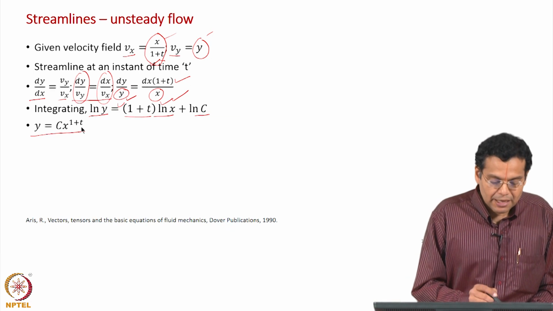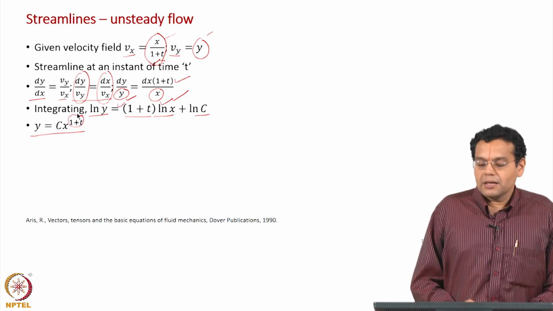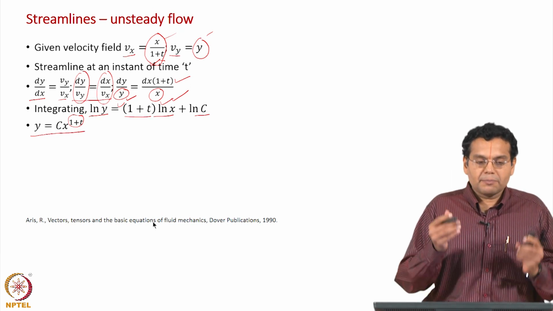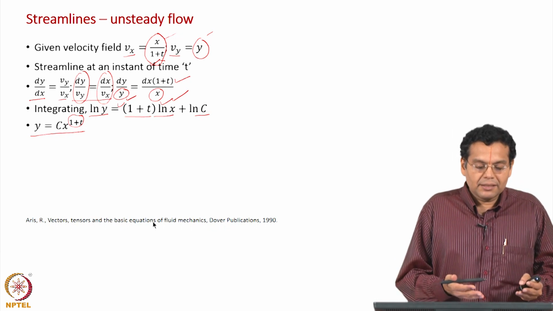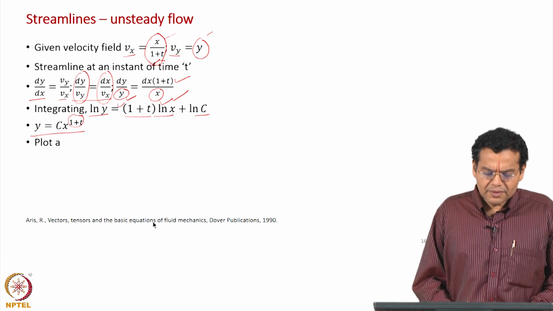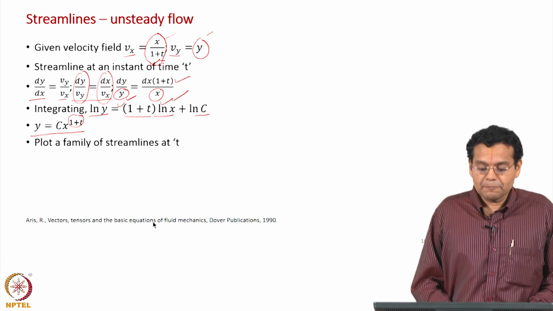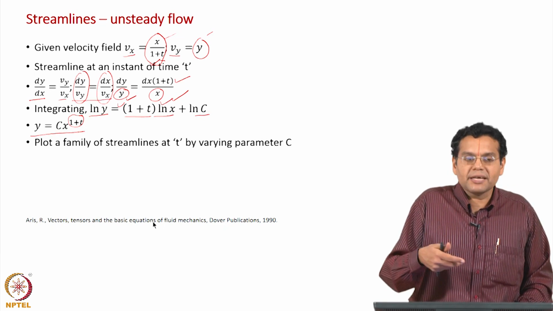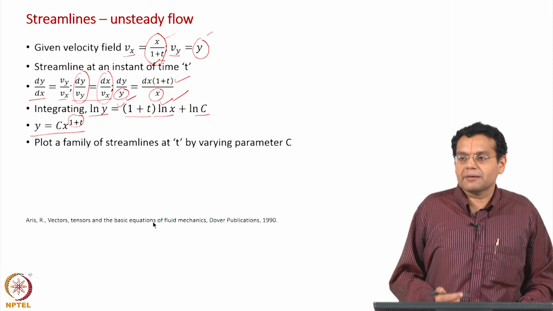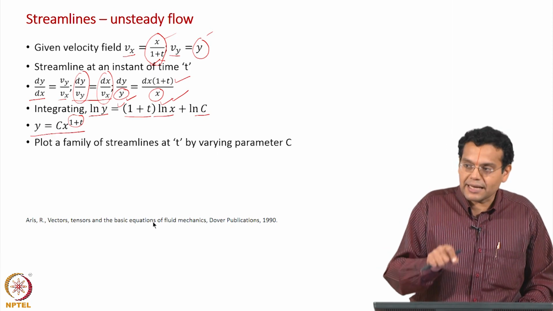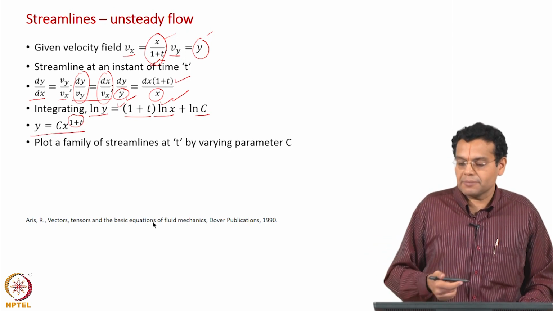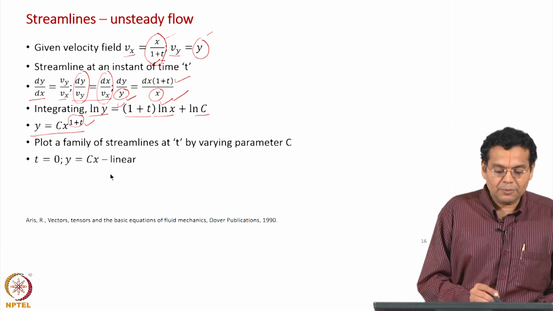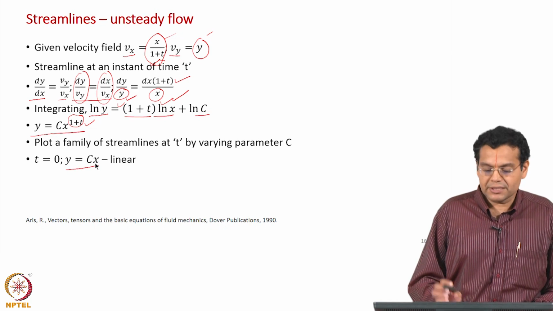Please pay attention that you have a time here. So, this equation y equal to c x power 1 plus t is for a particular time t. Based on the time t, as we will see now, we can plot a family of streamlines at time t by varying parameter c. In the previous example there was no time, you just varied c and got a family of streamlines. In this case, at every instant of time t, you will get a family of streamlines, we will see that now. Okay, let us take t equal to 0. When you substitute t equal to 0, you get y equal to cx, which is linear.